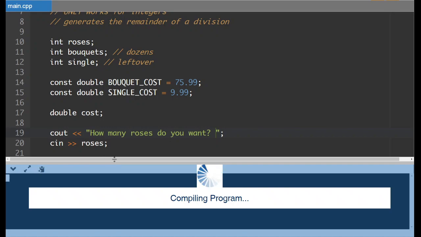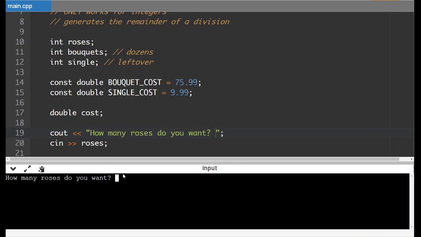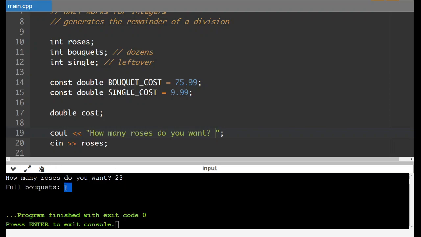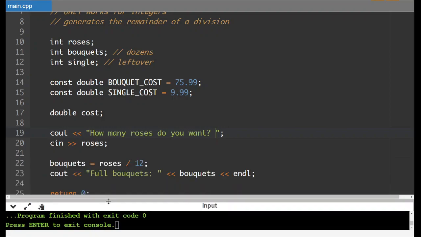So I'm going to run this again, and I'm going to put 23. And we still get 1. So notice that this doesn't round the value off. We just lose the decimal because it's an integer value. Okay, so that's really helpful, especially in this situation.